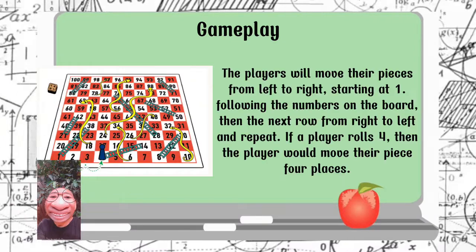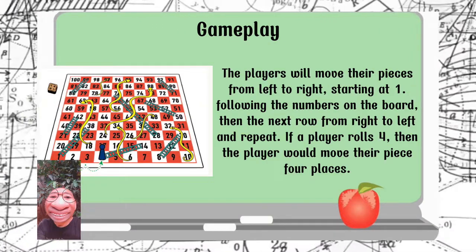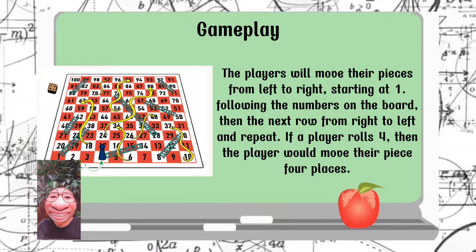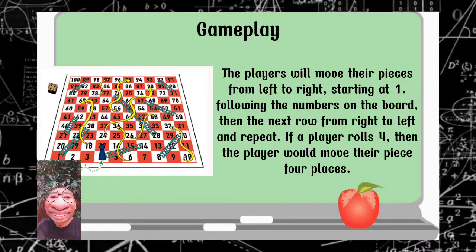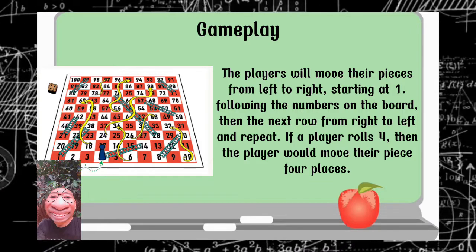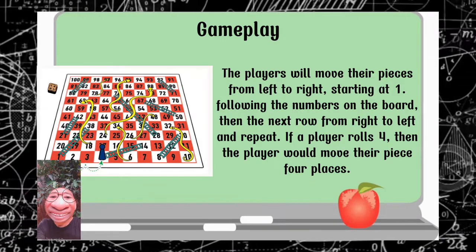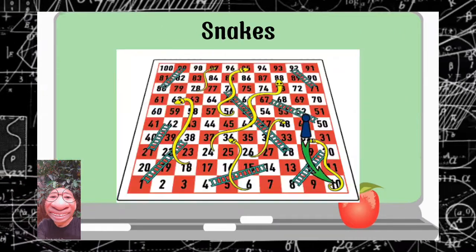Gameplay. The players will move their pieces from left to right, starting at 1, following the numbers on the board, then the next row from right to left, and repeat. If a player rolls a 4, then the player will move their piece 4 places.